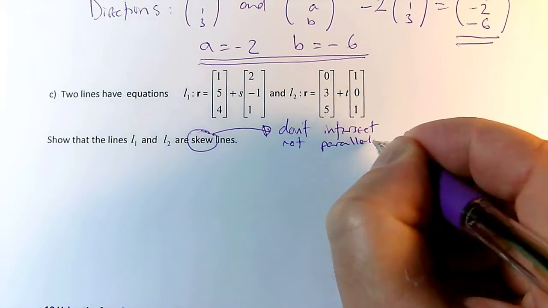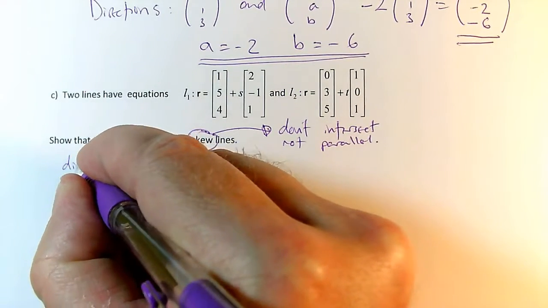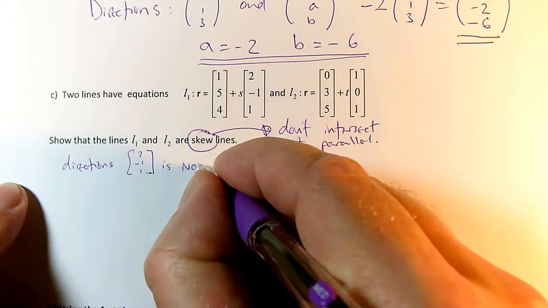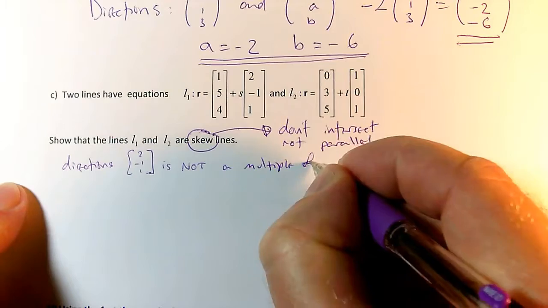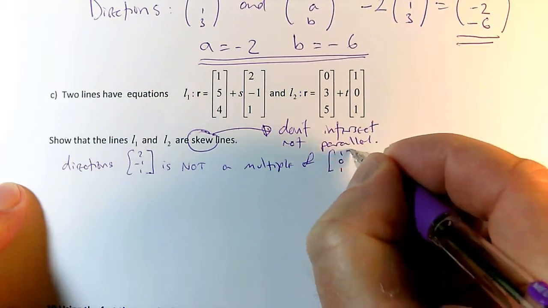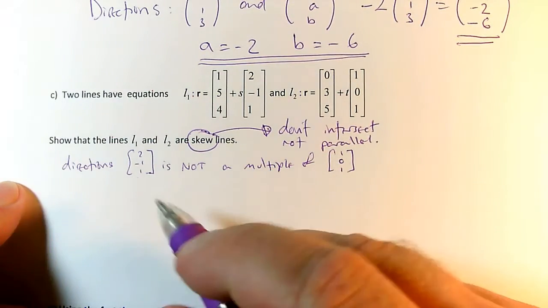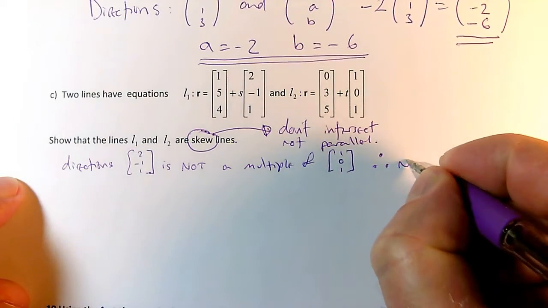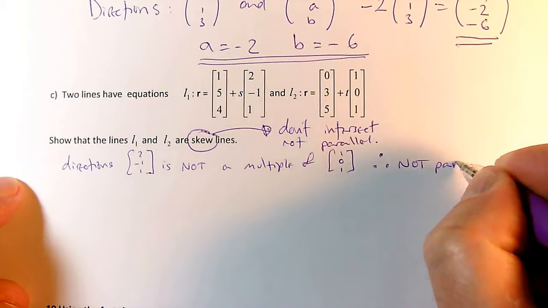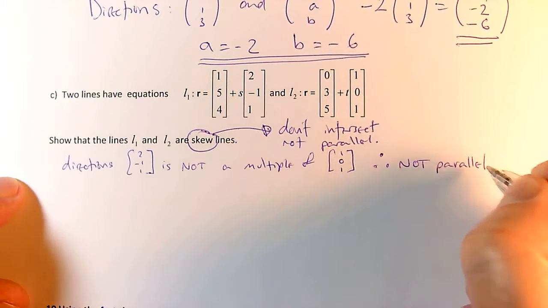Okay, so the first thing I need to do is look at their directions. It's not a multiple of 1, 0, 1. There's nothing I can multiply 1, 0, 1 by to turn it into 2, minus 1, 1. Therefore, they are not parallel. So all I need to do is show that they don't intersect.